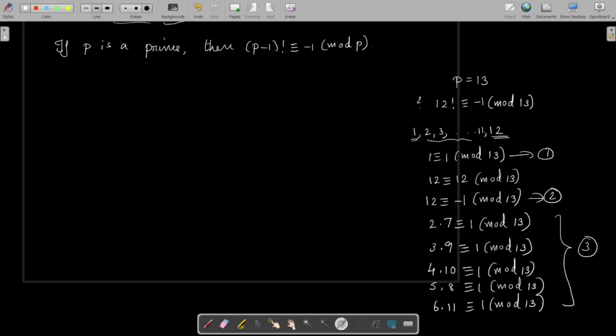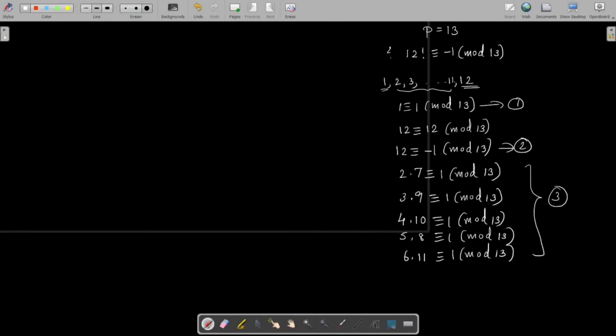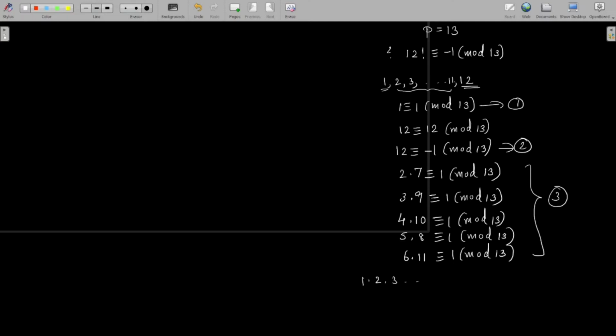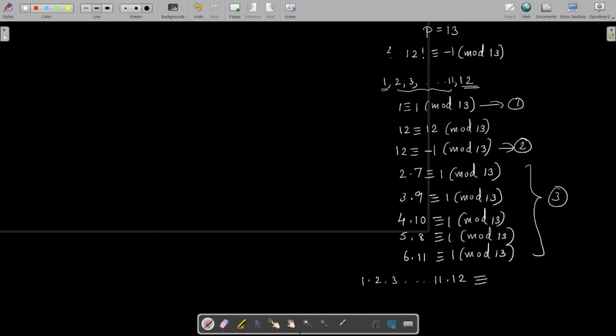So now you multiply all the congruences in 1, 2 and 3, and you may write 1 into 2 into 3 into etc. 11 into 12. Then we get, this is the product of all the integers in the left hand sides of the congruences in 1, 2 and the set 3. And this is congruent to the product of the right hand sides of the congruences. In the first congruence it is 1, in the second congruence it is minus 1, and in all other congruences the right hand side is 1. So when we multiply the right hand sides of all these congruences, we will get minus 1.